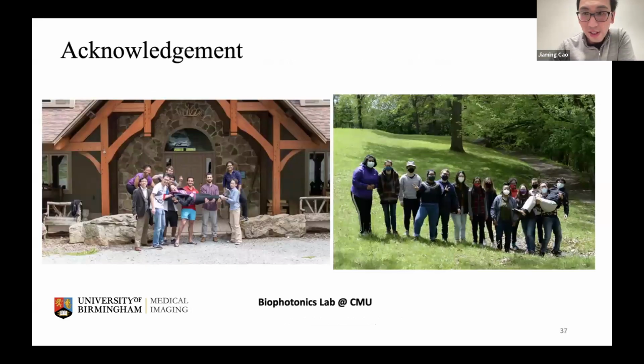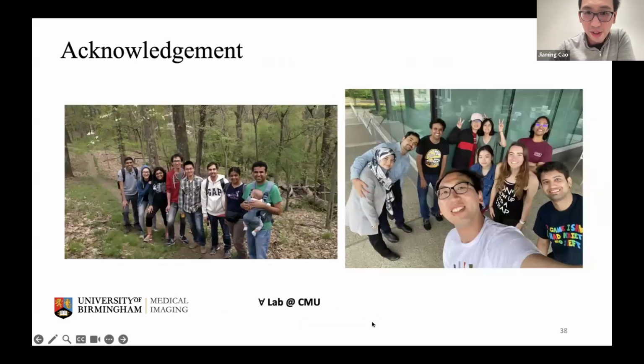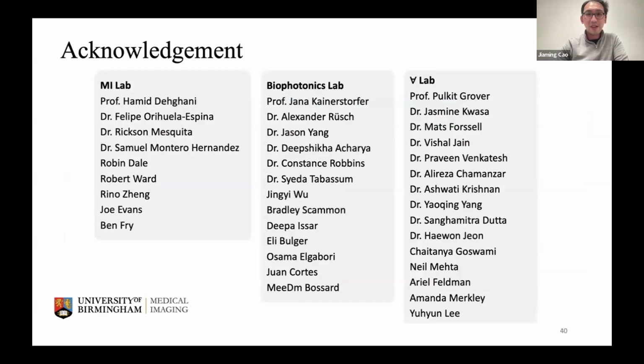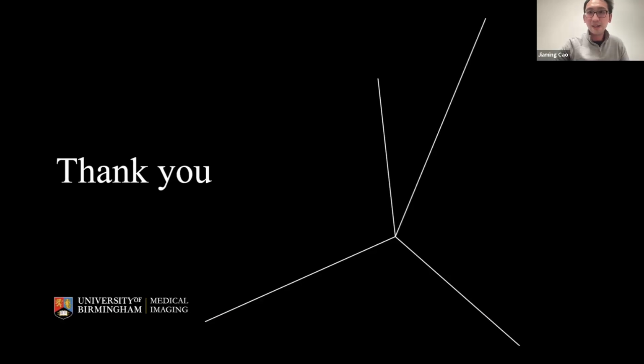Okay, now that's the end of the presentation. These are my PhD labs. This is Jana Kainerstorfer's lab at CMU. This is us. This is my other advisor's lab, Professor Volker Grover. And these are my current lab mates, the medical imaging lab at University of Birmingham. And that's a long list of names of people that I worked with. Hopefully didn't miss anyone. And that's it.